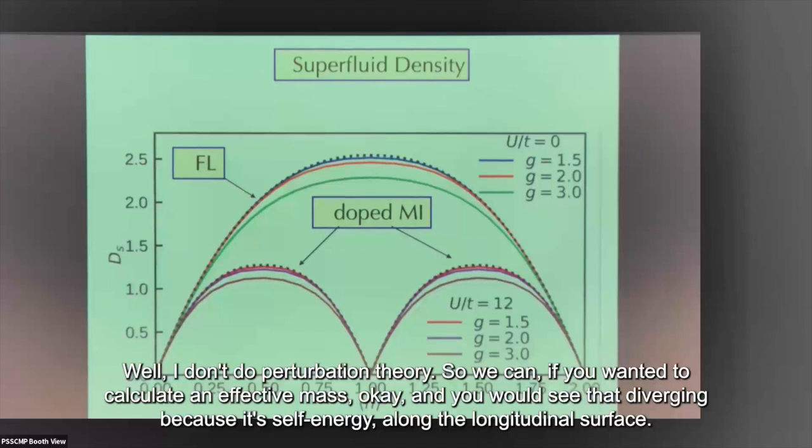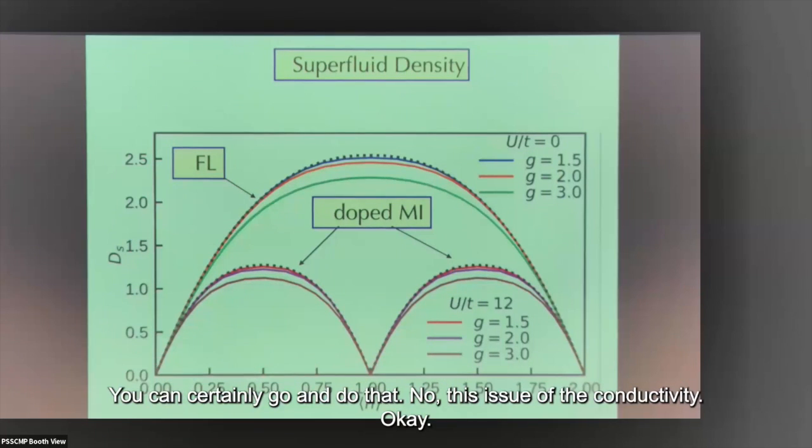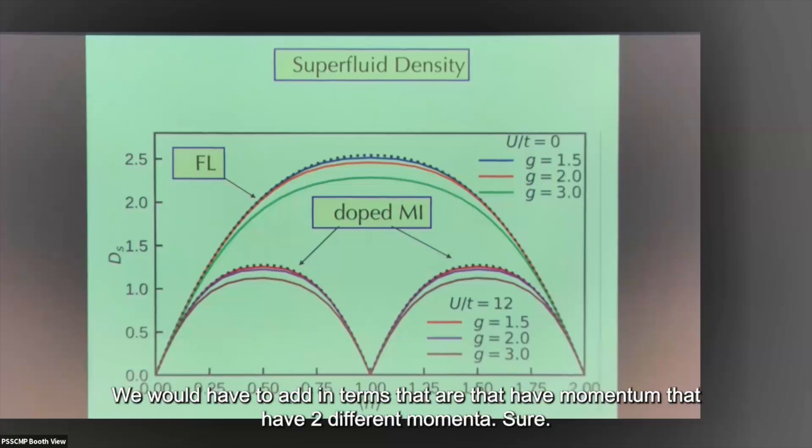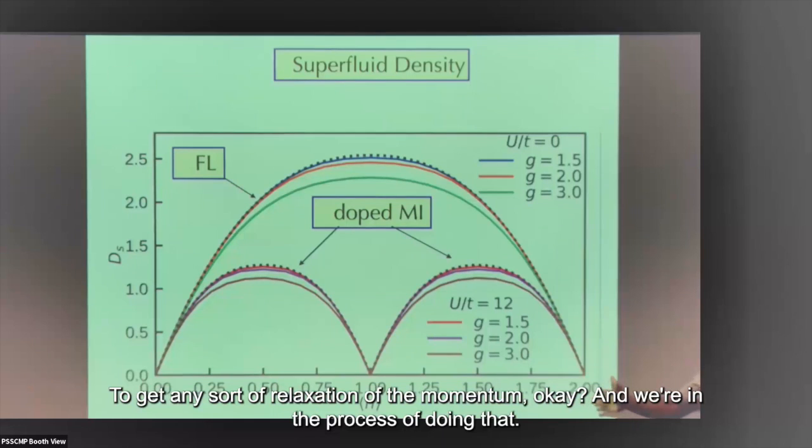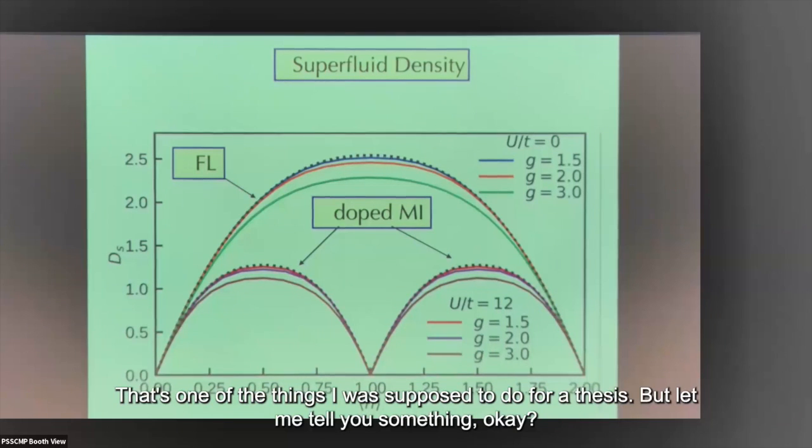Okay, so if you wanted to calculate an effective mass, you would see that diverging because of the self-energy along the Fermi surface. You can certainly go and do that. Now, this issue of the conductivity: we would have to add in terms that have two different momenta, to get any sort of relaxation of the momentum. And we're in the process of doing that. That's one of the things Jin Xiao is supposed to do for his thesis.